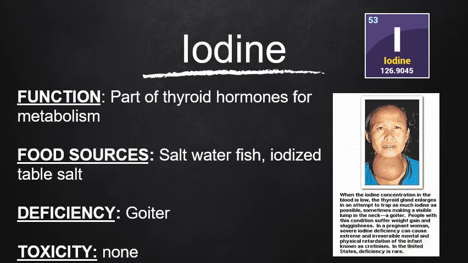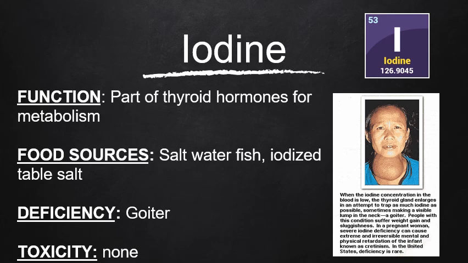Last but not least, we have iodine. Iodine is essential because it is part of the thyroid hormones that help our metabolism. The food sources of iodine include saltwater fish, so any type of fish that comes from the ocean, as well as iodized table salt, okay? If a person has a deficiency in iodine, it can lead to a goiter.